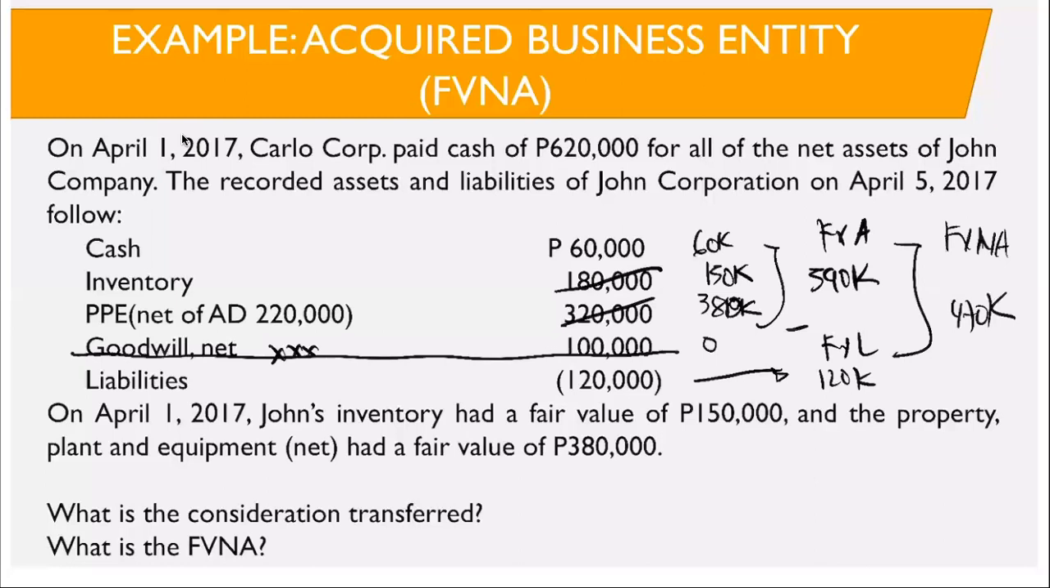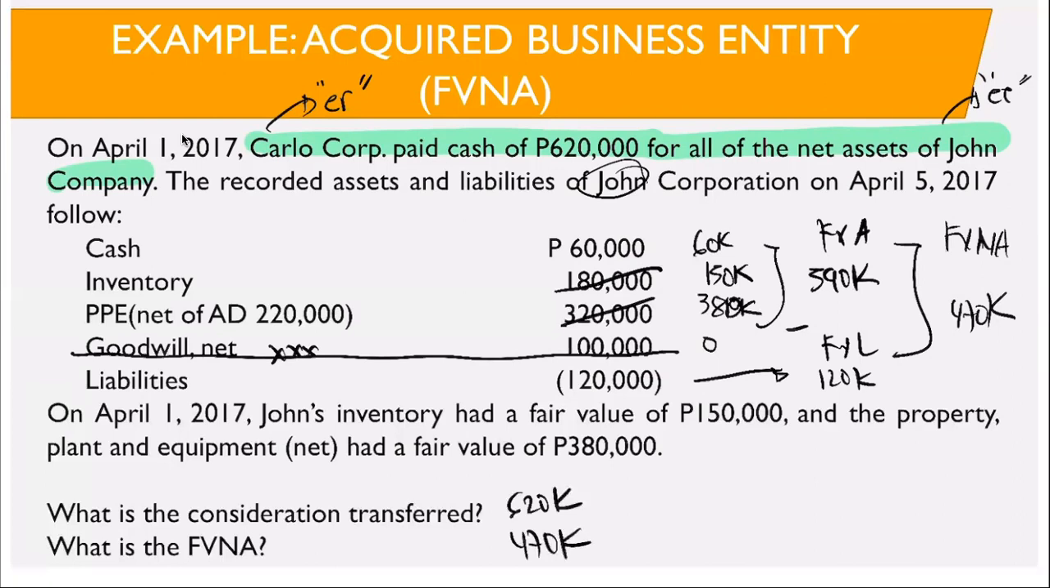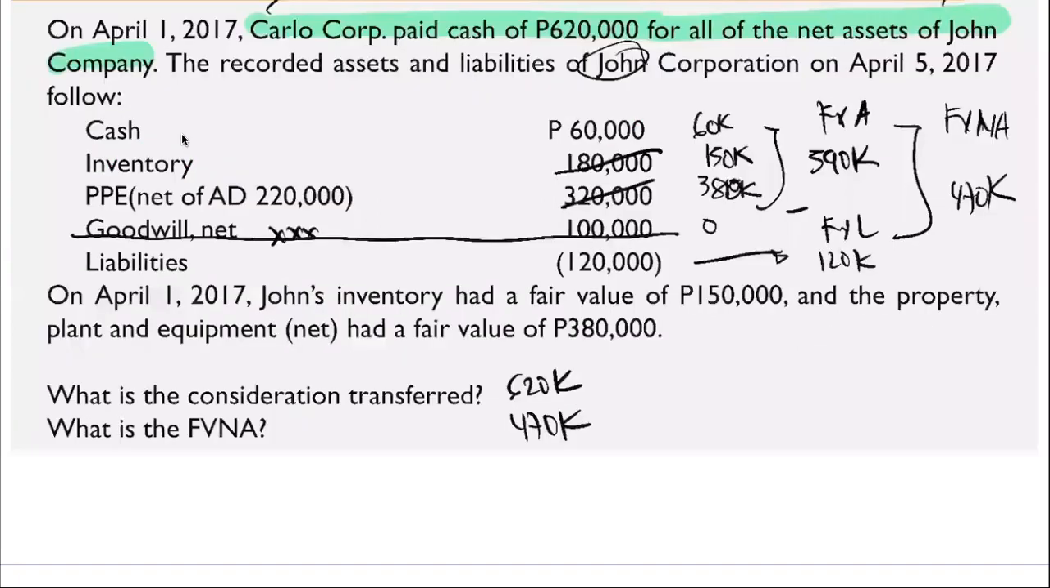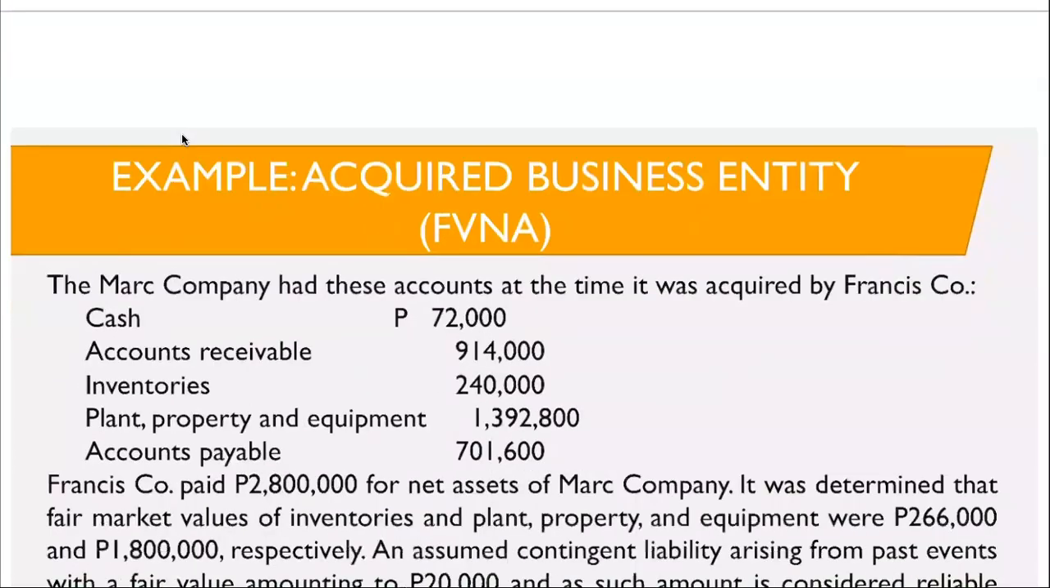So we are ready to answer this problem. What is the consideration transferred? Take note, Carlo pays 620 for John. Carlo is the acquirer. John is the acquiree. So for John, being the acquiree, we need to get the fair value of its net assets. So consideration transferred, 620,000. Fair value of net assets, 470,000. Okay?